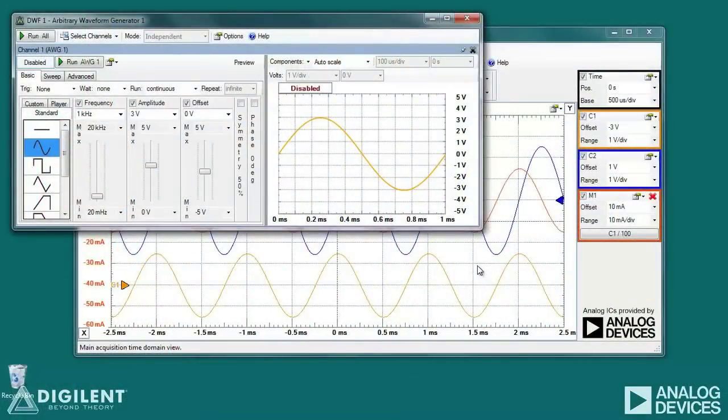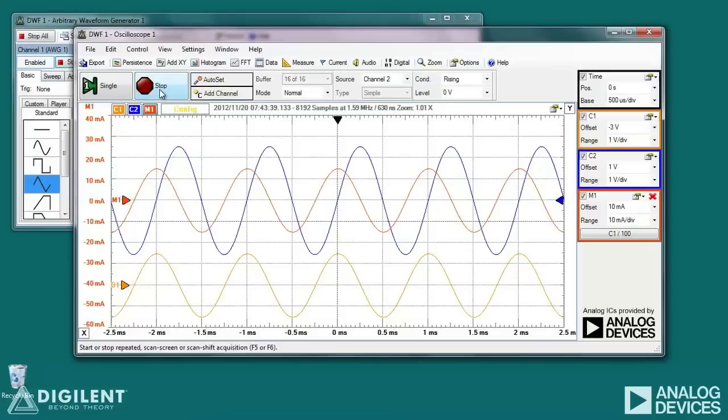The physical circuit that we're using is identical to the one that we did in the previous demo. We just need to change the settings on our waveform generator and our oscilloscope. Let's change our frequency to a lower frequency, 100 Hz, switch to a triangular wave, and apply that signal to the circuit.